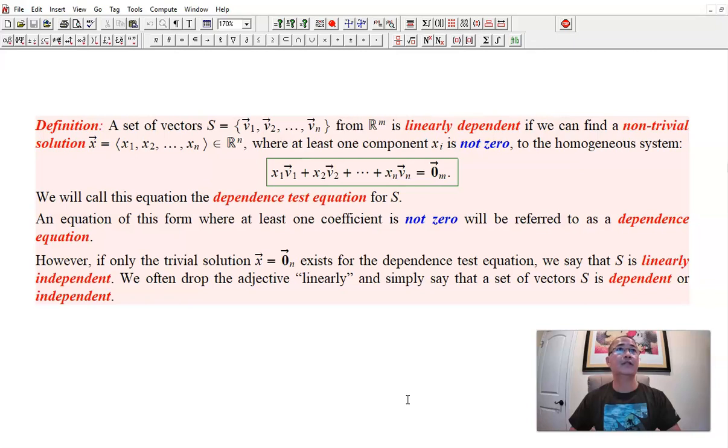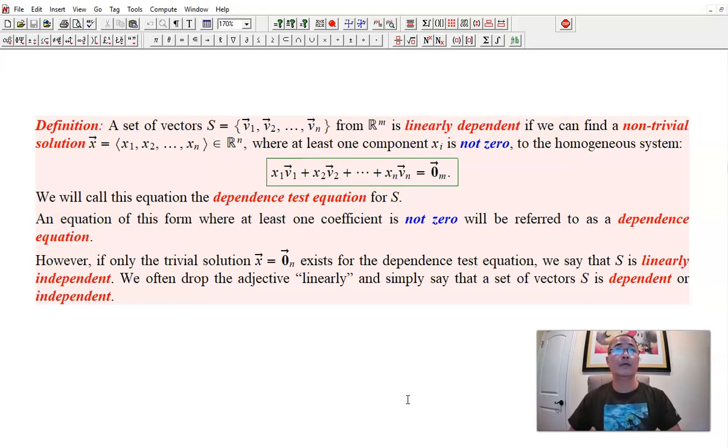So first, let's read the definition together. A set of vectors S consisting of v1, v2 to vn, these vectors are from Rm, is linearly dependent if we can find a non-trivial solution x made of the scalars x1 through xn from Rn, where at least one component, x sub i, is not zero, to the homogeneous system x1 v1 plus x2 v2 all the way up to xn vn is the zero vector. We call this equation the dependence test equation for S.